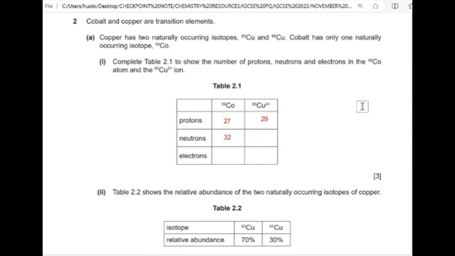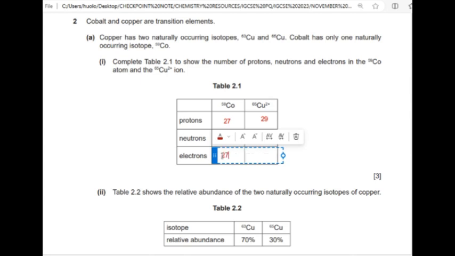32 it is. You do the same for copper, you do 65 minus 29, and you have 36, that is 36. Okay, you know, for every atom, that's cobalt atom, number of protons must always be equal to number of electrons. Okay, so it's easy.